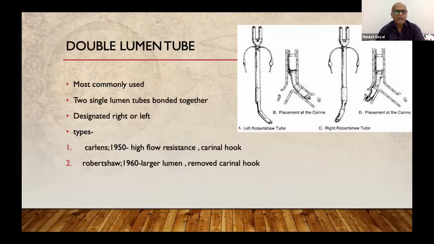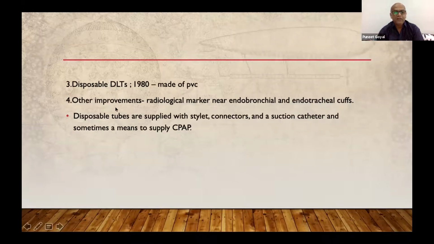Basically, these are two single lumen tubes which are bonded together and they are designated as left or right. The various types which were used earlier were the Carlens and Robertshaw. In Carlens, the presence of a carinal hook was the distinguishing feature. And in the Robertshaw, it is a D-shaped lumen and without the presence of a carinal hook. But nowadays, we are using mostly the disposable DLTs, which are made up of PVC.